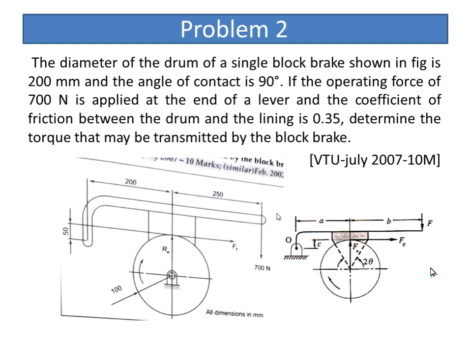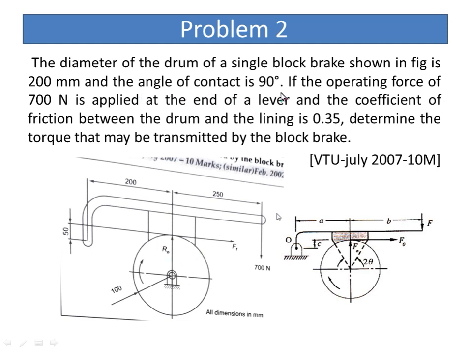In the first problem we discussed the single block brake, and now we will discuss the second problem on the single block brake. The problem is given like this: the diameter of the drum of a single block brake, as shown in the figure, is 200 mm, and the angle of contact is 90 degrees.